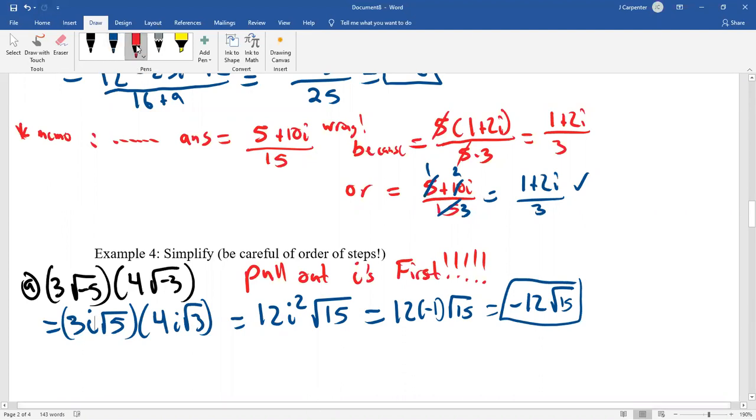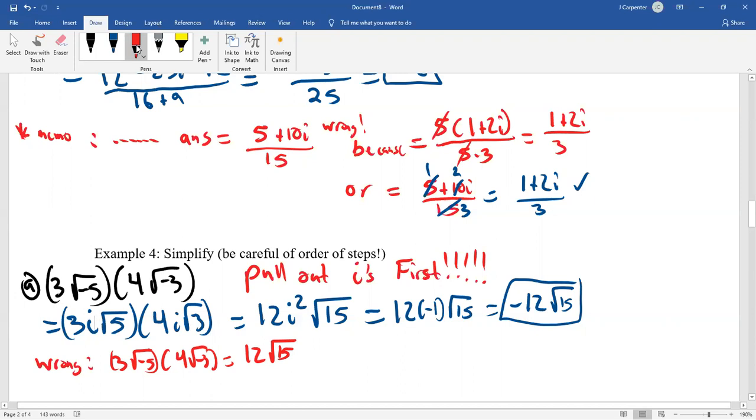I will show you the wrong way, and then I'm going to erase it because I know I have time. If I hadn't pulled out the i's first, if I had the 3 square root of -5 times the 4 square root of -3, multiply the outsides, 3 times 4 is 12. Multiply the insides. -5 times -3 is actually positive 15. There's no negative inside of the radicals now. That's just a square root of positive 15, and there's nothing you can do to simplify this any further.